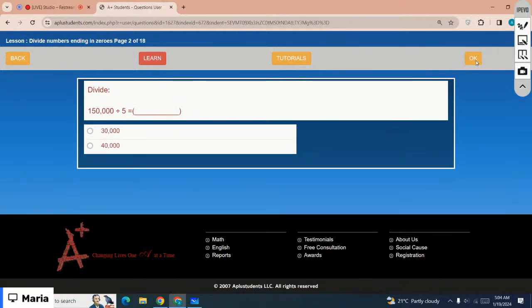Okay, the next one is 150,000 divided by 5. So you have 1, 2, 3, 4 zeros here, right? And you have 15. Simply divide 15 by 5. 5 times what number is 15? 5 times 3 is 15 and then add 4 zeros, right? So that is 30,000.